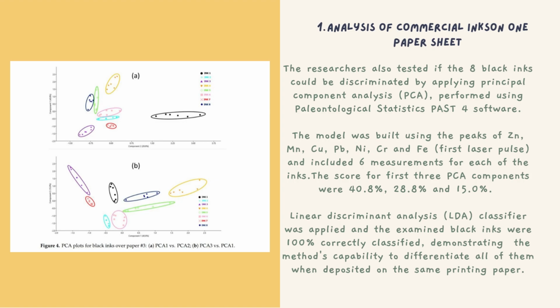The score for the first 3 PCA components were 40.8%, 28.8%, and 15%. Linear discriminant analysis or LDA classifier was applied, and the examined black inks were 100% correctly classified, which demonstrating the method capability to differentiate all of the ink when deposited on the same printing paper.